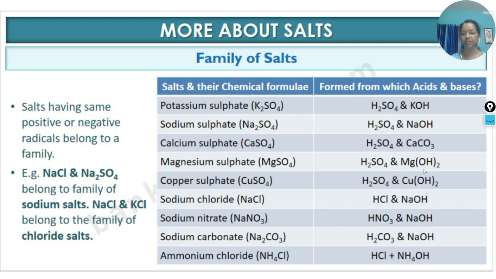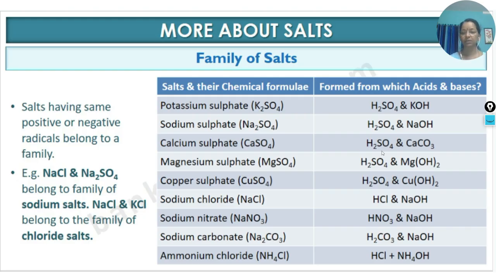Strong acid, weak base: acidic salt. Strong acid, strong base: neutral salt. Weak acid, strong base: basic salt. So see, ammonium chloride is acidic in nature. Sodium chloride is neutral in nature. Sodium chloride is nothing but common salt or table salt. Okay, so that is the way to find out whether a salt is acidic, basic, or neutral.